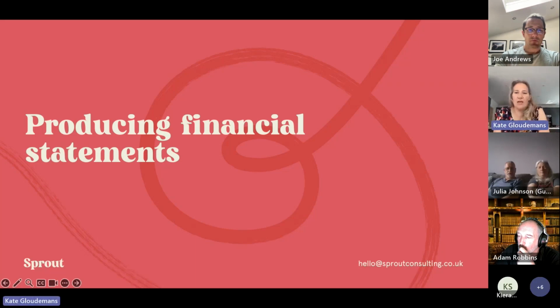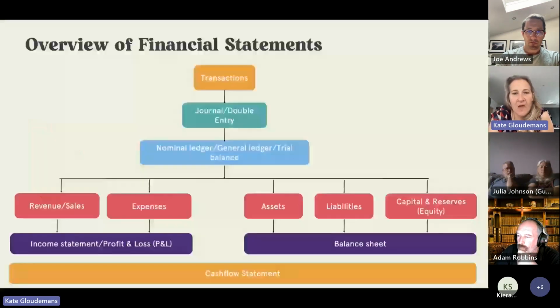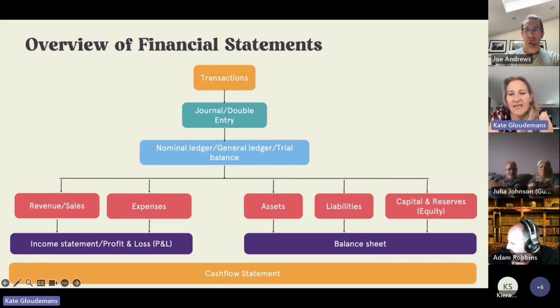So we've covered bookkeeping and why that's needed. What I'm going to do now is look at how our financial statements are derived from these financial records. In this diagram, you can see we've got transactions at the top, and at the bottom we've got our financial statements. These are needed to help you understand your current financial position and see how well you're performing. All these transactions are recorded using double entry bookkeeping, which is sometimes referred to as a journal.